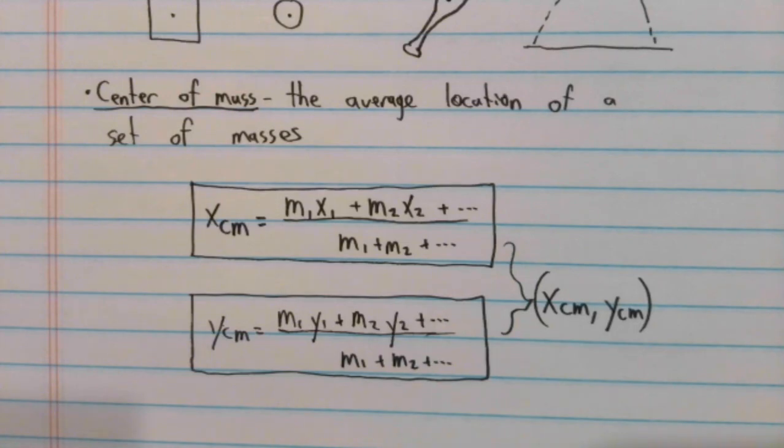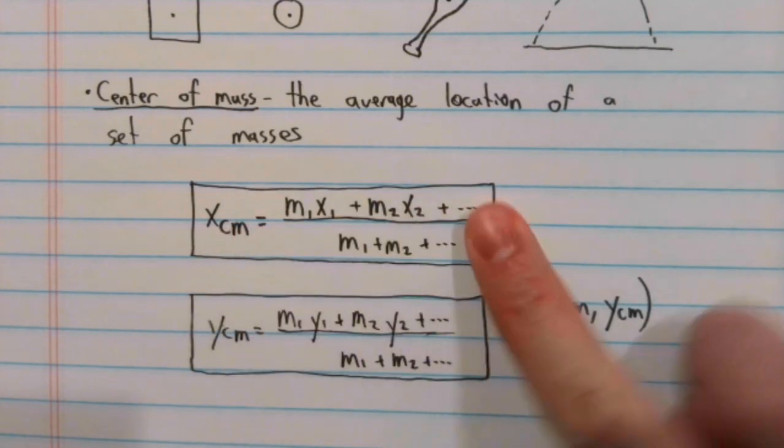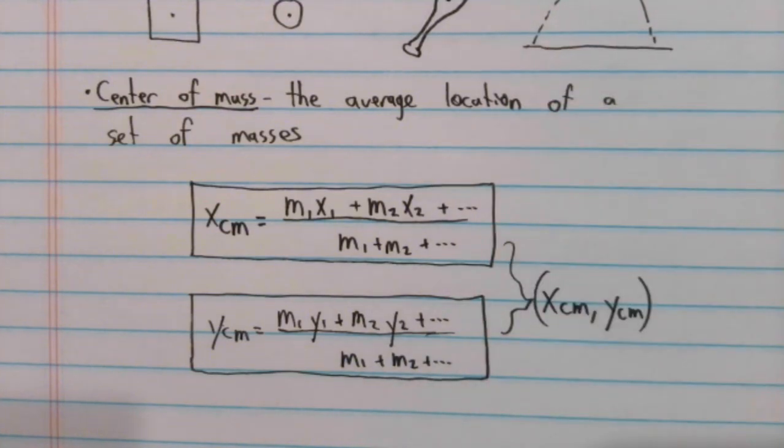So your answer would be, in that case, it was 2 meters, 1.7 meters, which means the center of mass is 2 meters this way and 1.7 meters that way. So you need an origin for this. You need a 0, 0 position for these.